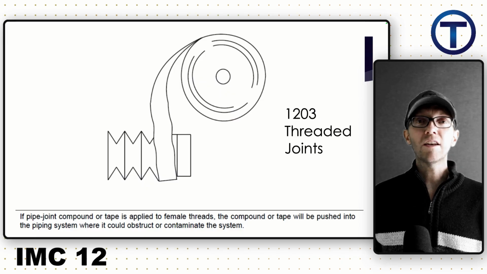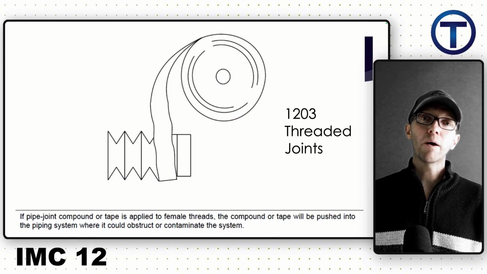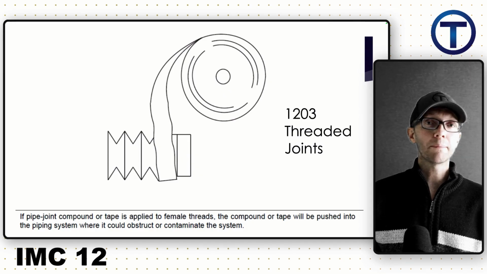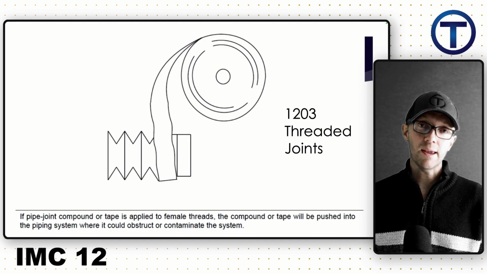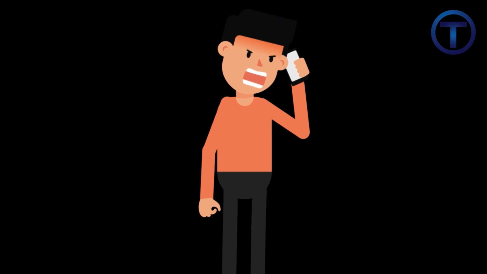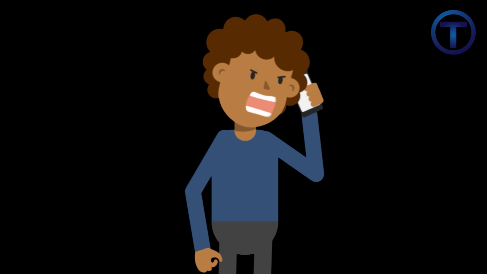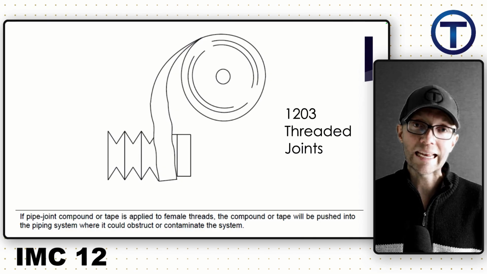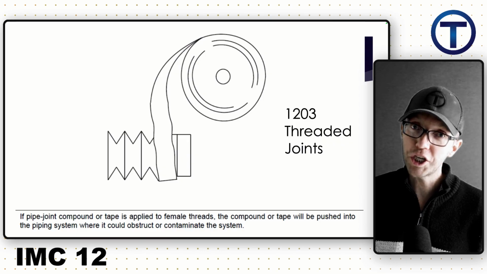And if you wanted to get into a good argument, talk to people about whether you put Teflon tape on first before the pipe dope, or pipe dope first and then the Teflon tape. Hey, you're supposed to put the tape on first. No, you're supposed to put the dope on first. What? You're weird. What? You're dumb. Nuh-uh. Uh-huh. Code doesn't say which one you should do.